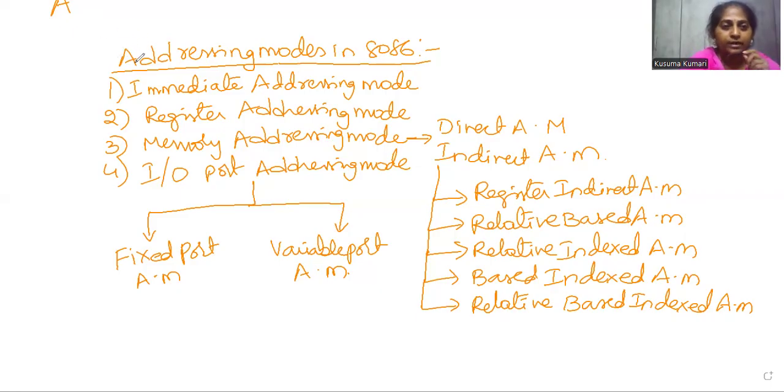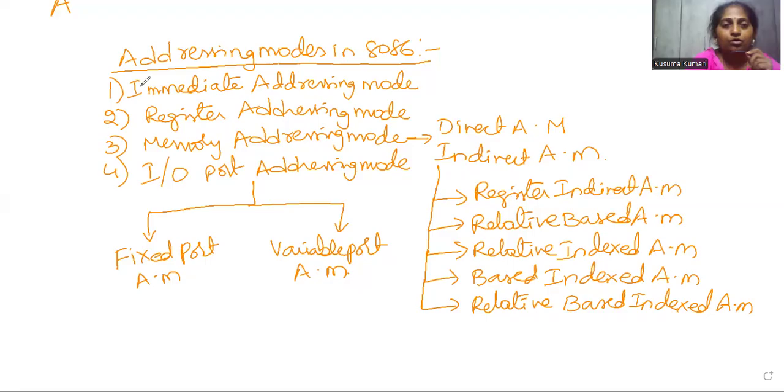Today I'm going to explain the addressing modes in the 8086 microprocessor. First of all, how can we define the addressing mode? The addressing modes are the various methods or ways by which the microprocessor can get the data, or by which the microprocessor can access the memory location or IO ports in order to get the data. That is the addressing modes.